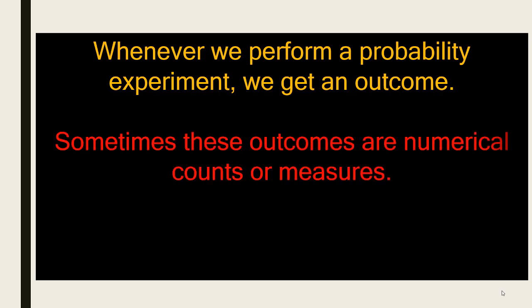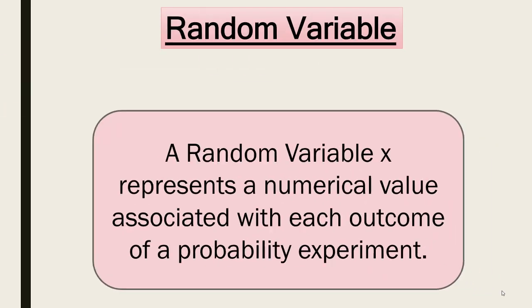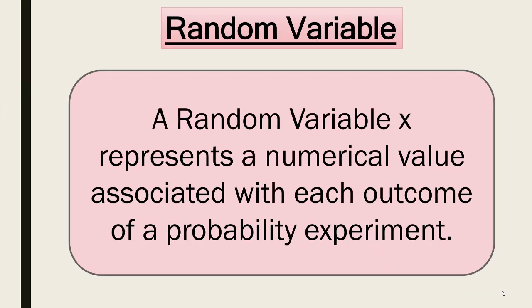Sometimes those outcomes are numerical counts or measures, like in the case of rolling a die, we get a number. Whenever that's the case, the outcome is called a random variable. So let's go ahead and get a definition of a random variable. A random variable x represents a numerical value associated with each outcome of a probability experiment.